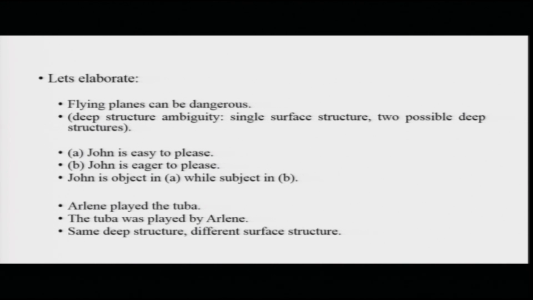Okay. In the first sentence, flying planes can be dangerous, the surface structure is the same, the deep structure can be different and can be ambiguous. In the last example, Arlene played the tuba, or if you are saying the tuba was played by Arlene, the surface structure is different because the exact words that are used are different, but the deep structure is pretty much the same, the same message is getting across.